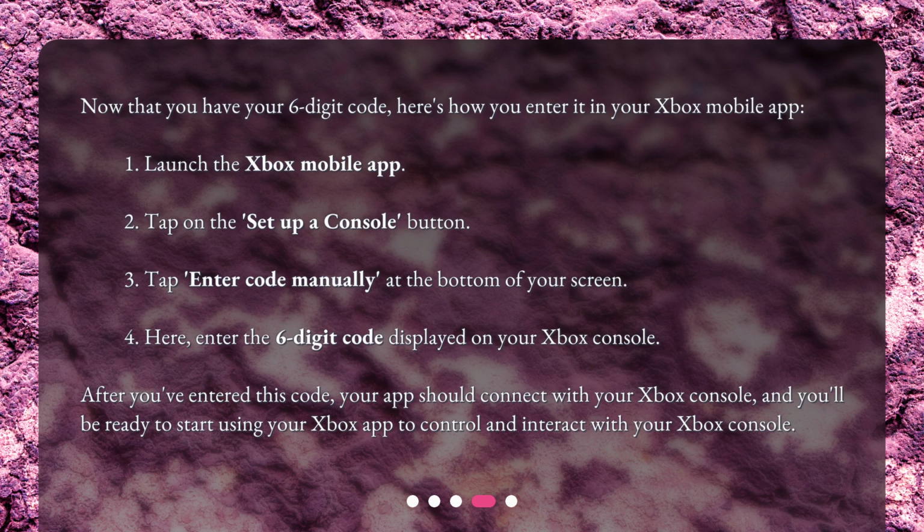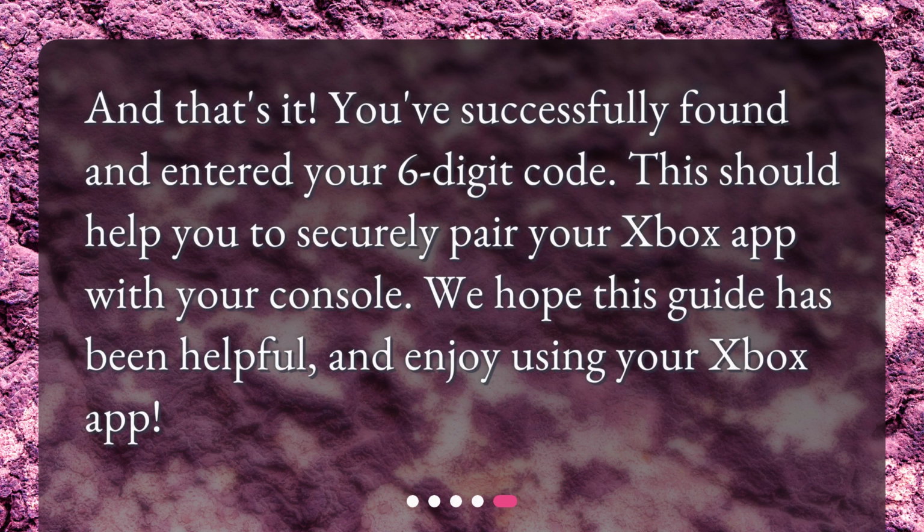After you've entered this code, your app should connect with your Xbox console, and you'll be ready to start using your Xbox app to control and interact with your Xbox console. And that's it. You've successfully found and entered your 6-digit code. This should help you to securely pair your Xbox app with your console.